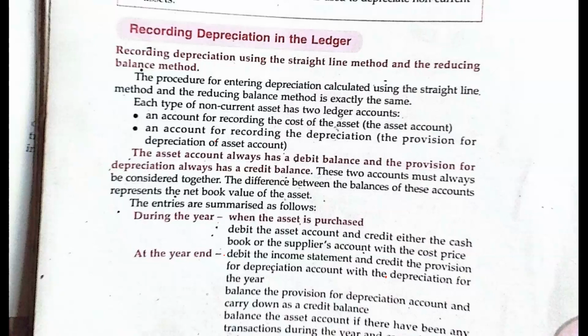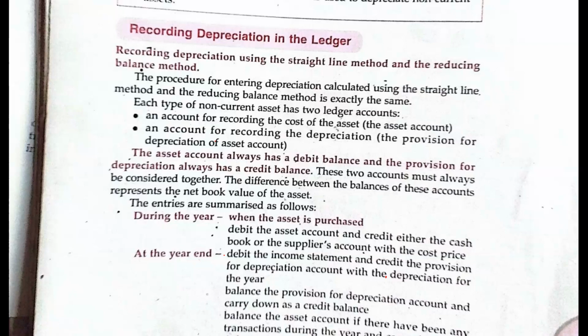The asset account always has a debit balance, and the provision for depreciation always has a credit balance. The reason we are crediting the provision for depreciation account is that depreciation is an expense. That is what we learned in the profit and loss account. So all expenses are debited.